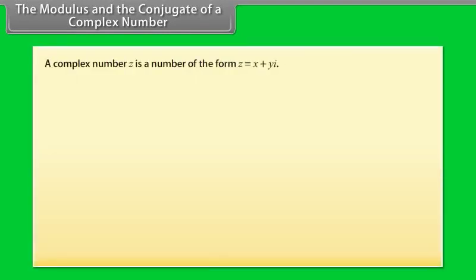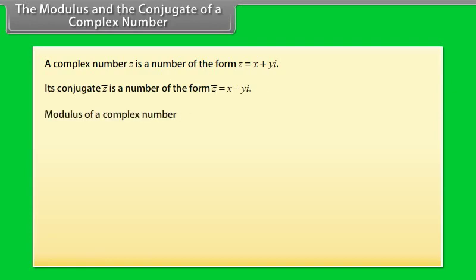The modulus and the conjugate of a complex number. A complex number z is a number of the form z is equal to x plus y iota. Its conjugate, z bar, is a number of the form z bar is equal to x minus y iota. Modulus of a complex number.